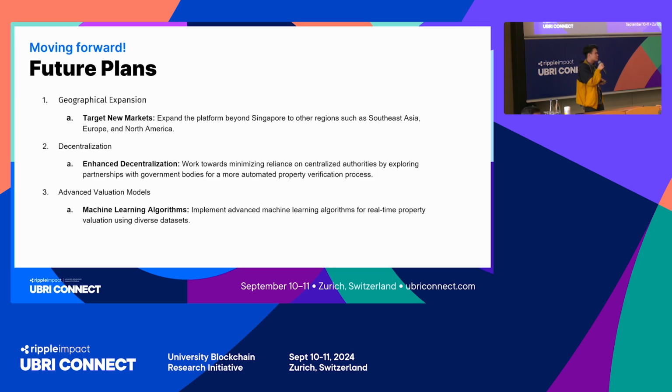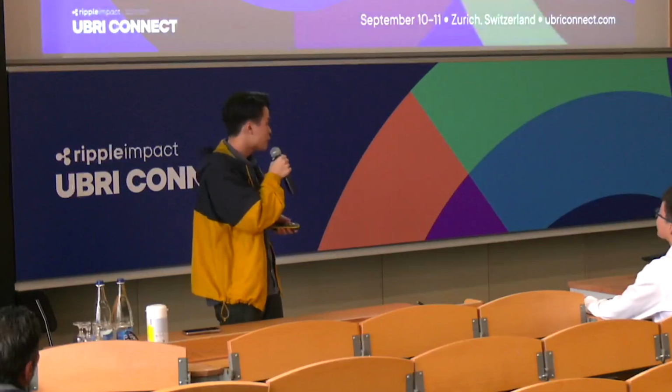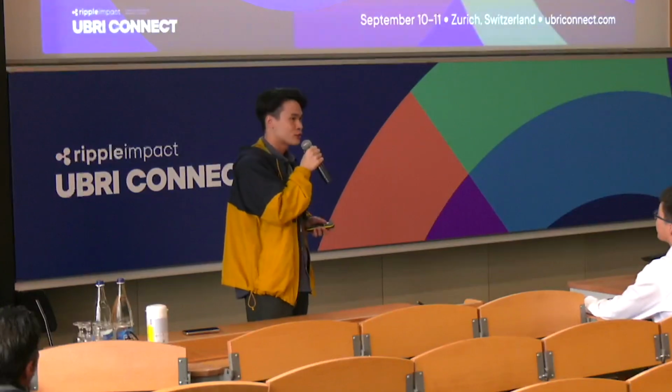All right, moving forward, some future plans. The first is that we hope to expand to bigger markets such as Europe and North America instead of limiting to just Asia, which is Singapore. Subsequently, we hope to achieve full decentralization, to move away from reliance on a central governing body. And last but not least, to have more advanced valuation models by utilizing machine learning algorithms to generate better valuation estimates. Well, with that, I have come to the end of my presentation. Thank you so much for listening in.